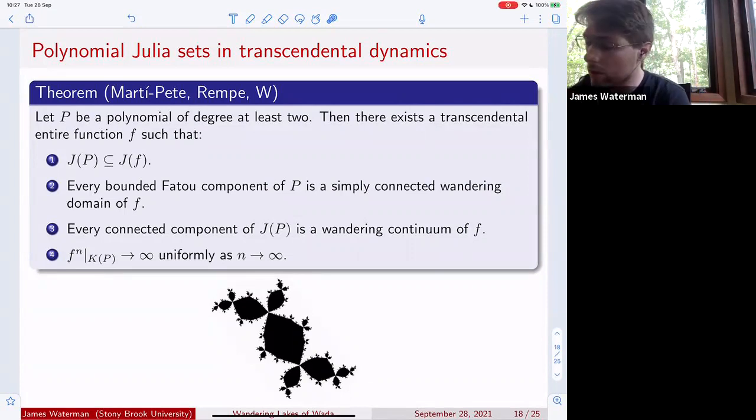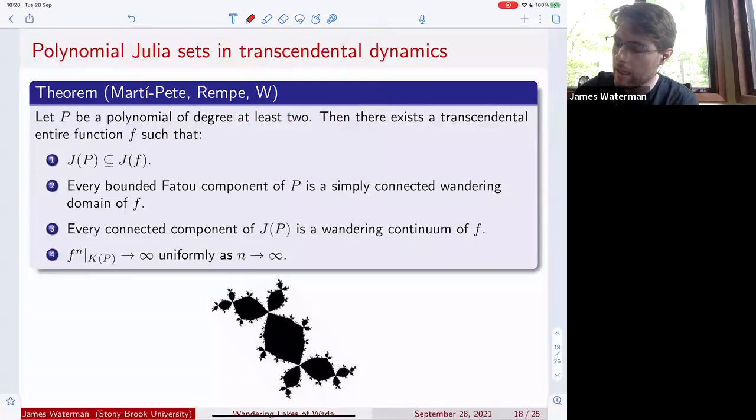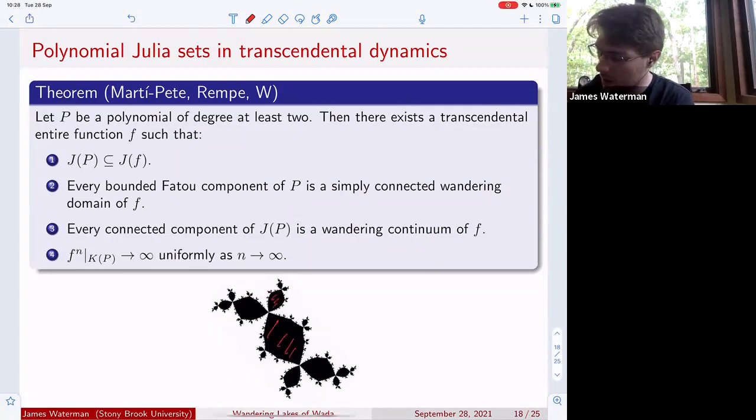So you can think of, for instance, the rabbit here. What we have is that for the rabbit, the Julia set is going to be a subset, as a set, of some transcendental entire function. And each of these components here will be simply connected wandering domains of this transcendental entire function f. So map forward and so on.